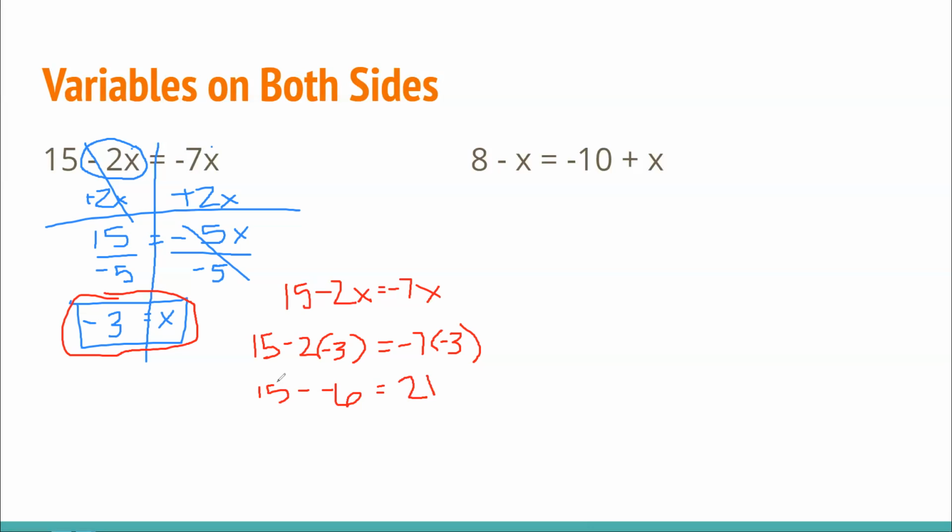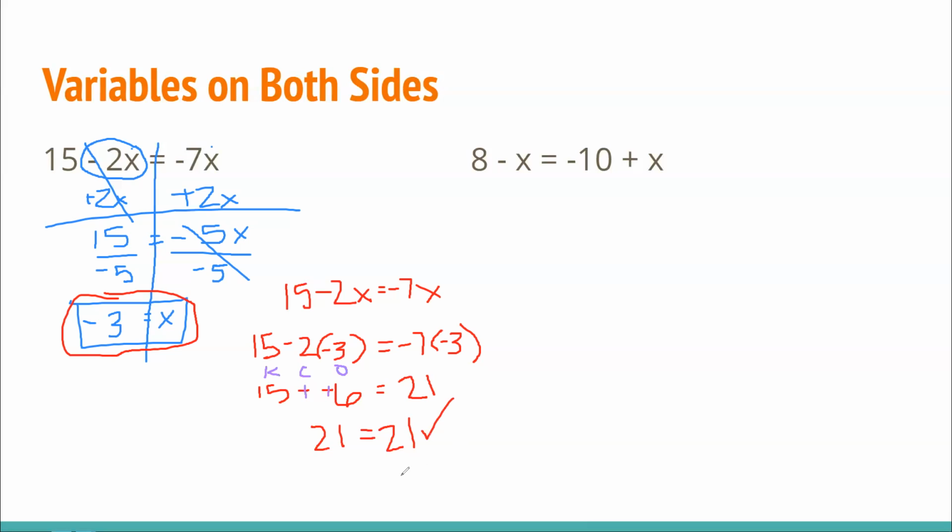Now I'm going to do 15 minus negative 6. I'm going to KCO that. By KCO, I mean keep, change, opposite. So we're keeping our first number, changing our subtraction, so it's addition, and then doing the opposite of our second number. So I've got a negative 6 now. The opposite of a negative 6 is a positive 6. So I'm actually looking at 15 plus 6, which gives me a 21. And 21 does equal 21.